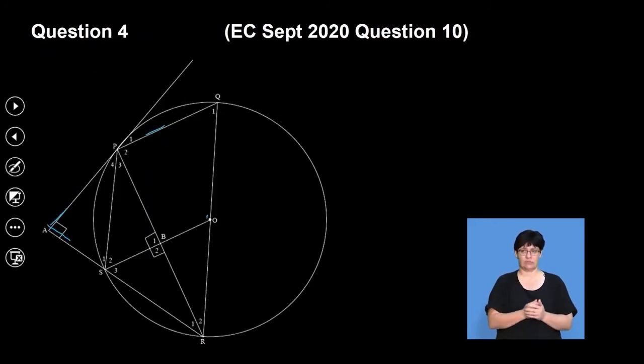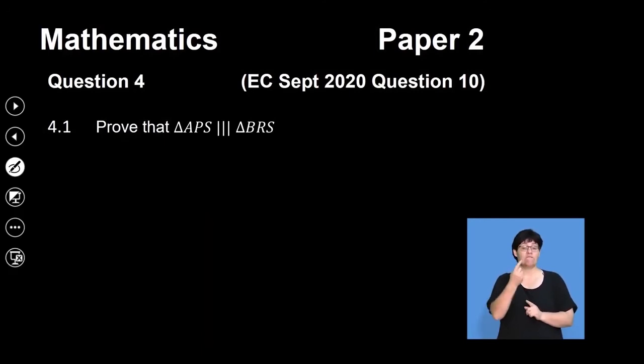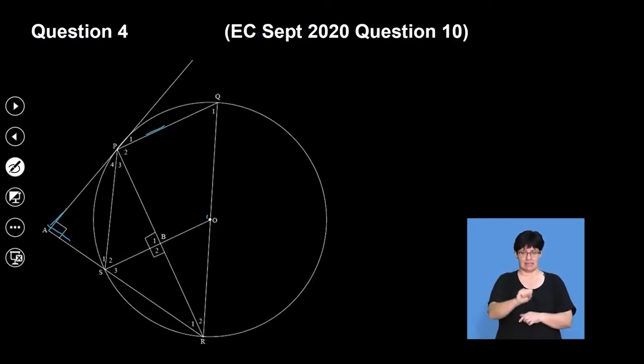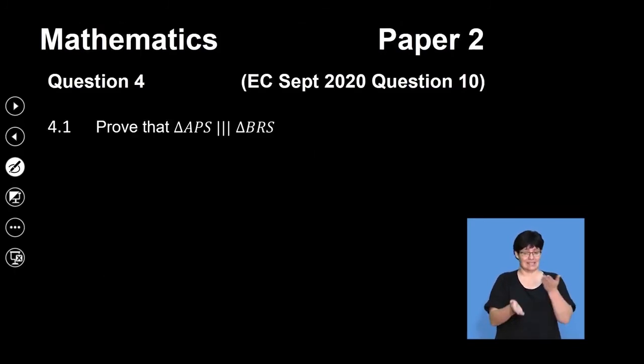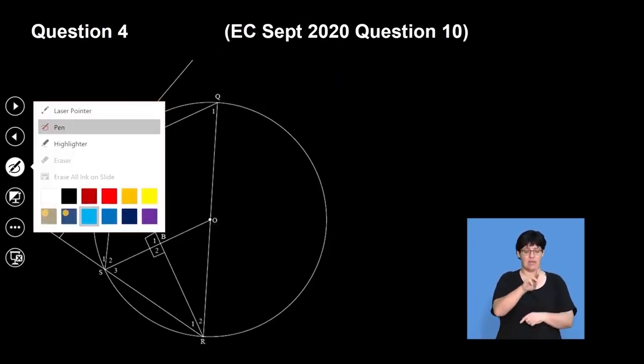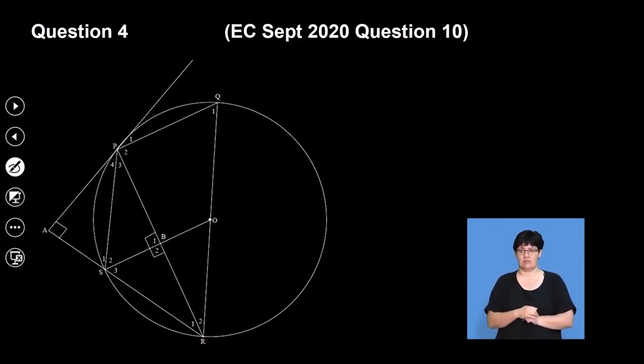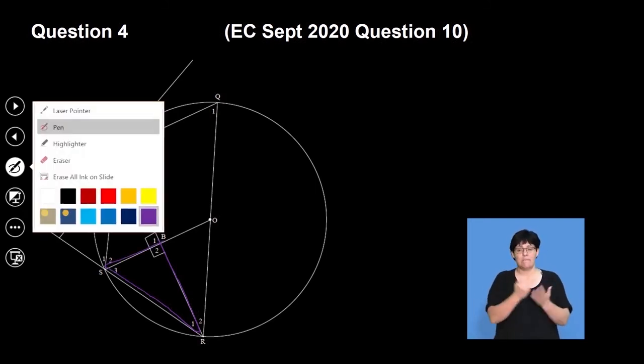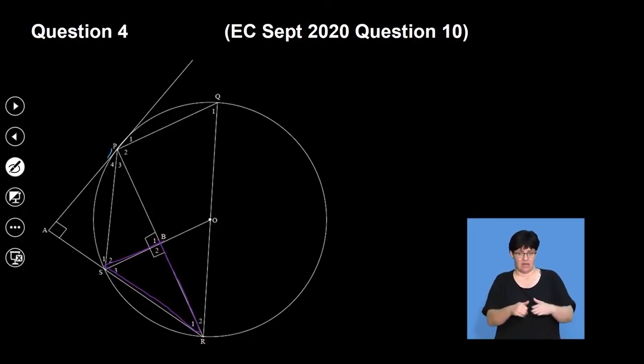All right, so that's all in our diagram over there. And the first question is that we want to prove that triangle APS, which is this triangle over here, is similar to triangle BRS. So BRS is this triangle over here. We don't have any information about the sides of these triangles, so we're going to have to prove the similarity using the fact that they're equiangular. So that's what we're trying to show, that they're equiangular.